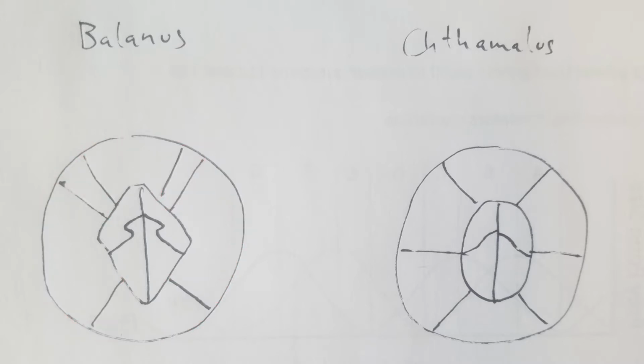In addition, the cover plates of Balanus are also quite diamond-shaped with sort of a jigsaw fit to each other, whereas Thalamus's are quite rounded and lack that jigsaw fit.